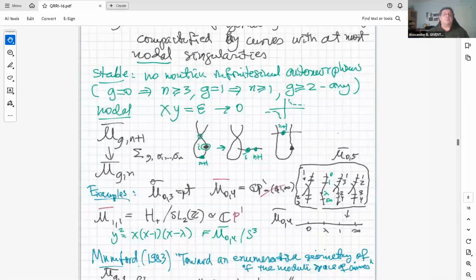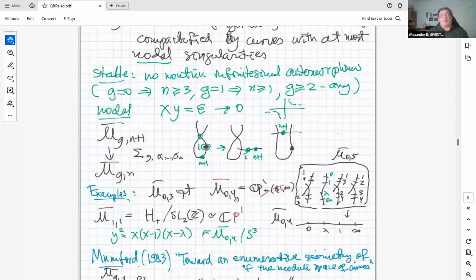So if you take M_{0,3}, then what is it? It's a sphere with 3 mark points. It's a unique object. By choosing a coordinate system, you can make these mark points 0, 1, and infinity. It's already compact, so the bar adds nothing. So M_{0,3} bar is 1 point.